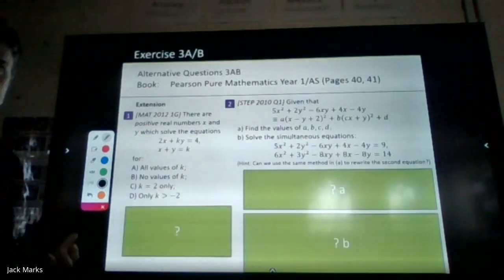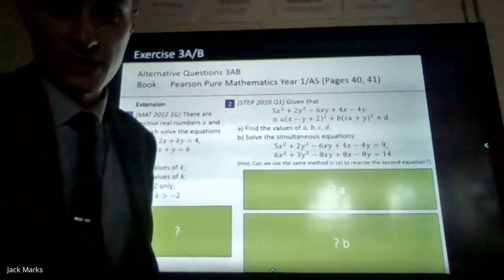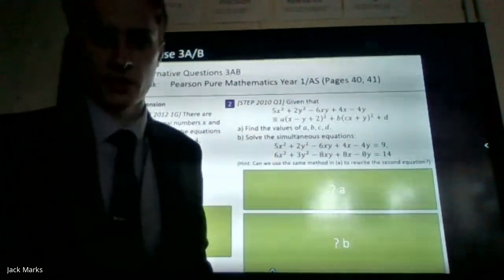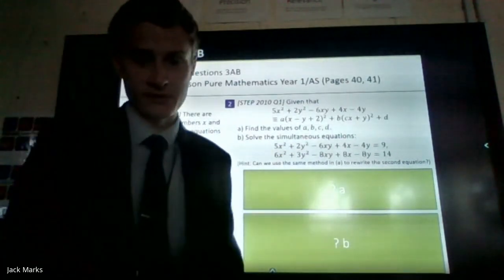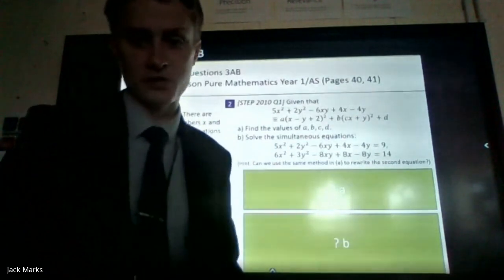Right. And now that takes you up to exercise 3A and 3B. So please make sure that you are very comfortable, especially with the skill of elimination and increasingly substitution before continuing.